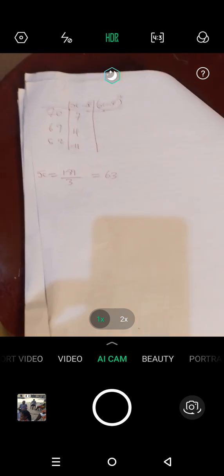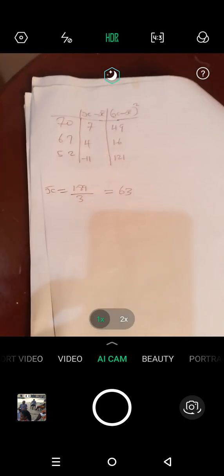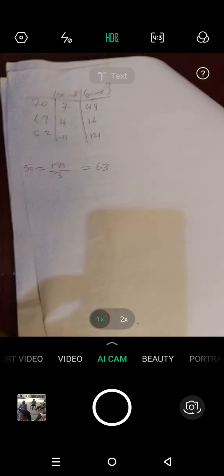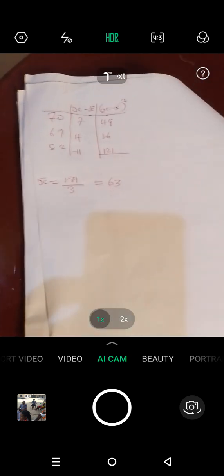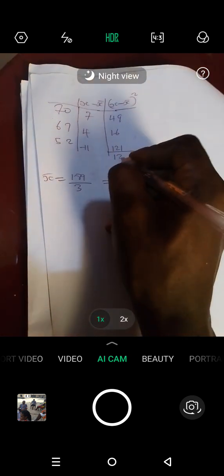That is not all. We now have another column again. These values, we now square them. If we square them, we say 7 squared is 49, 4 squared is 16, minus 11 squared is 121. Can you see it? Now after getting that, what is the next step? We add these together, and when we add them, we are going to have 186.